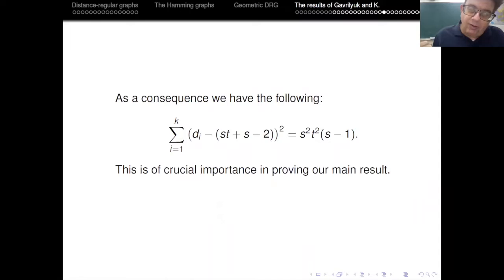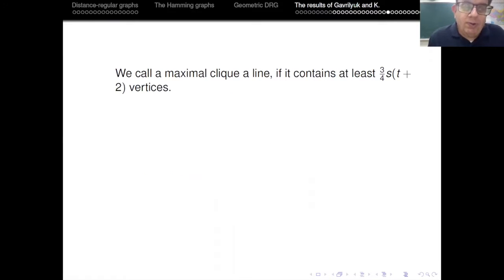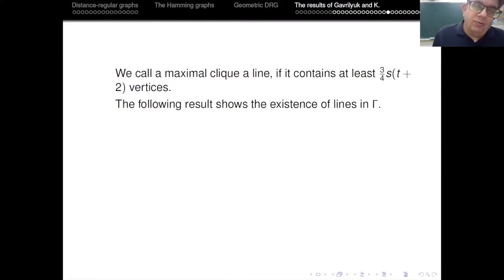we want to prove that almost all vertices have degree about st plus f, very close to that number. So we want to minimize to get that every vertex gets as close to this number as possible. So now we call a line maximum Euclidean if it contains at least 3/4 st plus 2. Now we're going to present a result that shows the existence of lines in gamma.